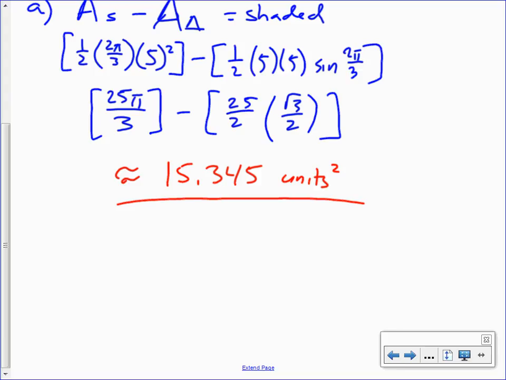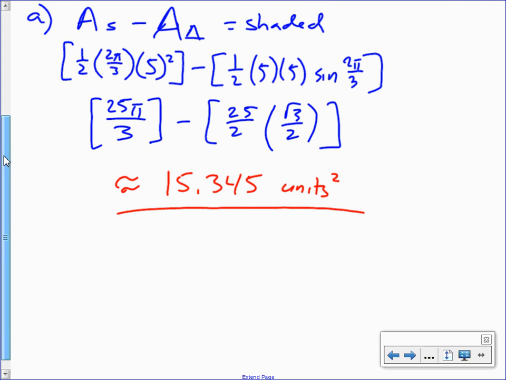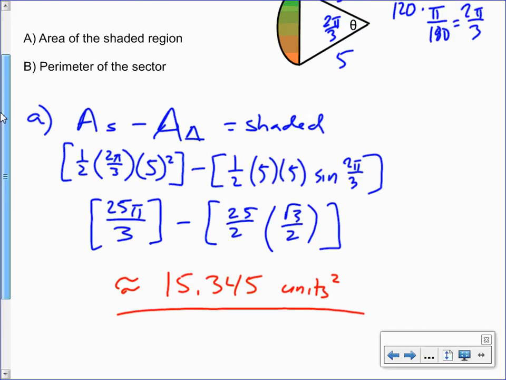You want to try this one on your own? Or do you need to see it? The perimeter one? Oh, back page. Yeah. Oh, I'm sorry. Yeah, there's a back page.